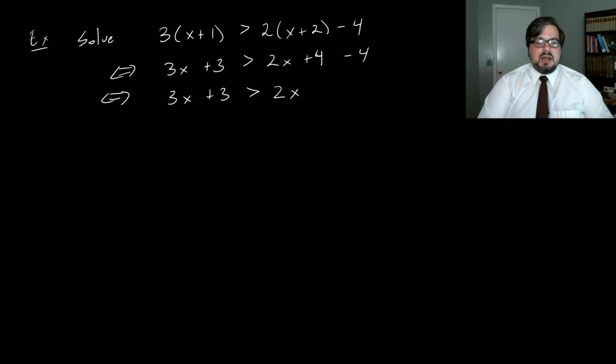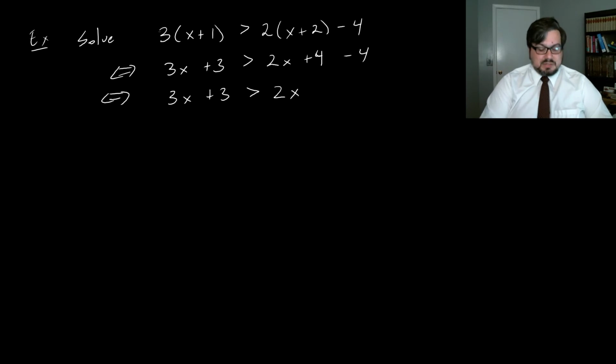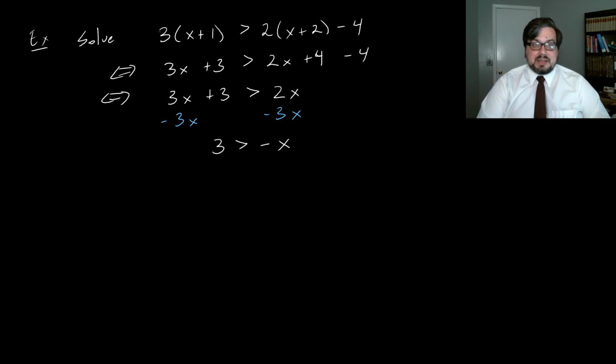And so now we can try to solve for x. Now it would be a little bit simpler to solve for x on the right-hand side because the right-hand side doesn't have any constant terms. So let's go ahead and do that. So we'll subtract 3x from both sides. And we'll get 3 is greater than negative x.